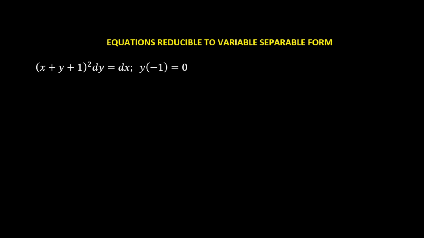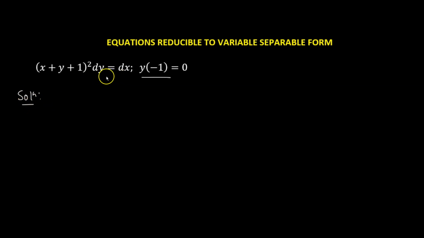So here we have the differential equation (x + y + 1)² dy = dx, and this is an initial value problem with some boundary conditions provided here. So we need to find a solution to this given differential equation by using the method of variable separation. So let us begin by rewriting the differential equation.